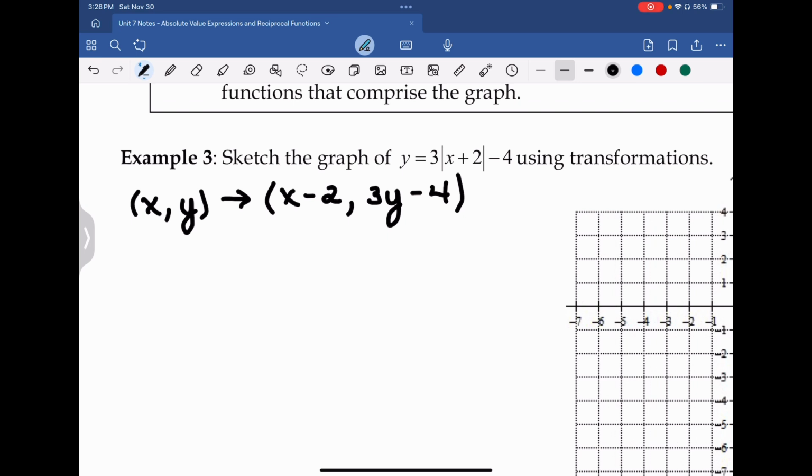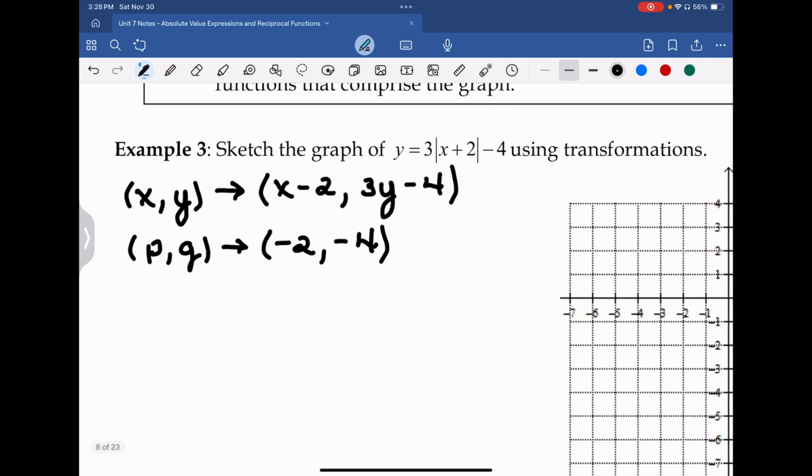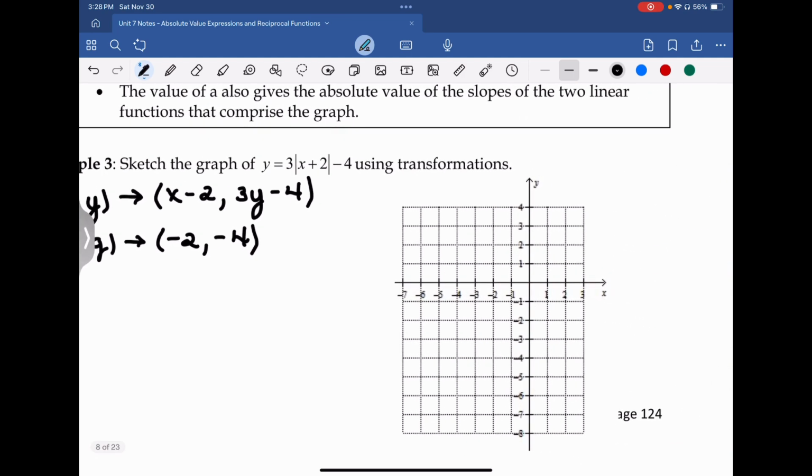Now, our vertex point occurs just like it did in quadratic functions at the p and the q. So let's write that in here as well. Our p and our q are located at where x is -2, y is -4, or the p and q are -2 and -4.